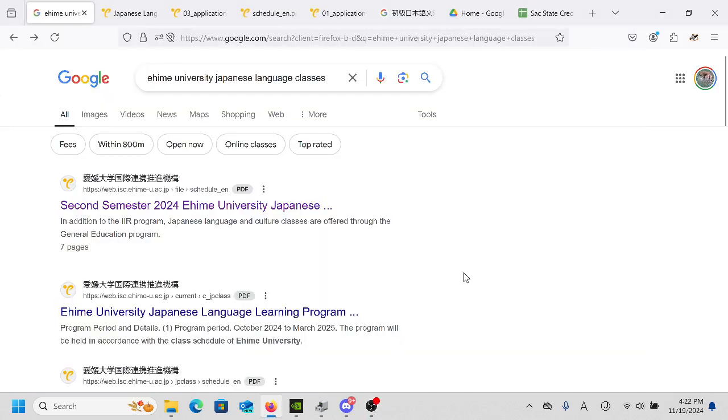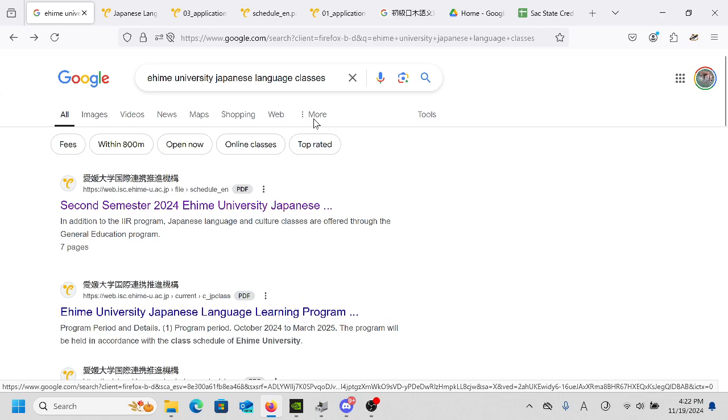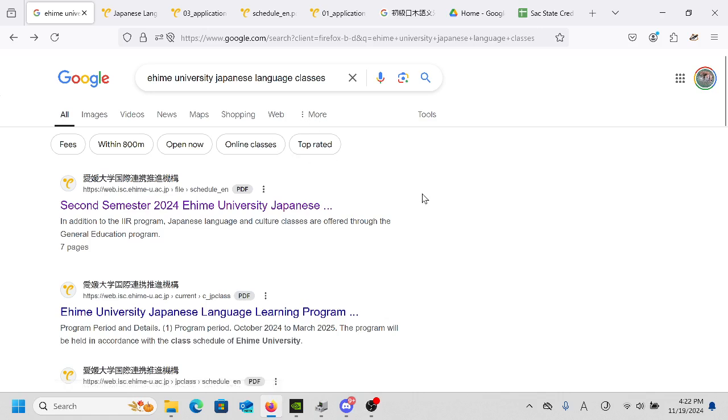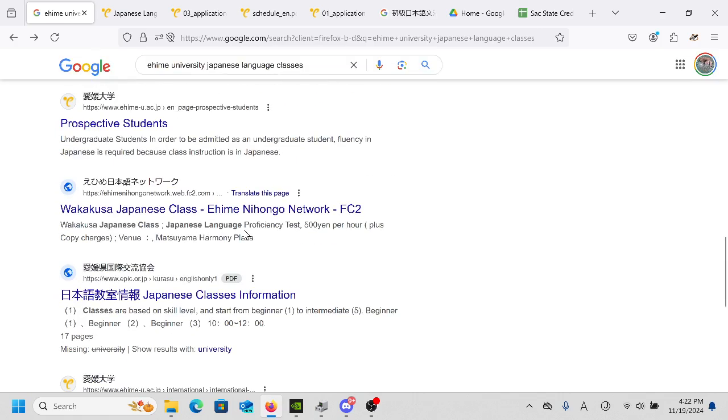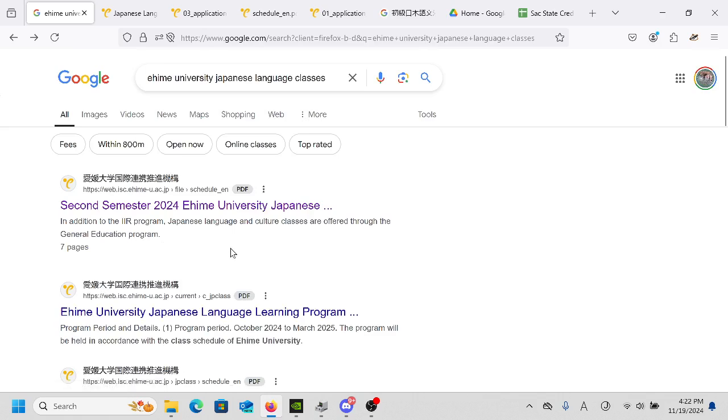So today we're going to look at the Ehime University Japanese Language classes by the Institute for International Relations at Ehime University. When you look it up, you're going to get PDFs for some of the previous years, but if you want the most recent one, you actually want to go to the website, which is web.isc.ehime all the way to .jp.